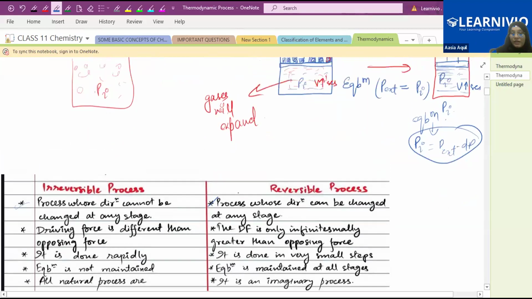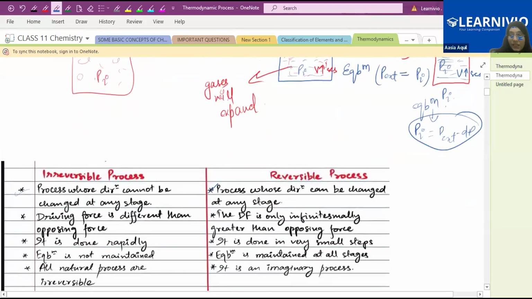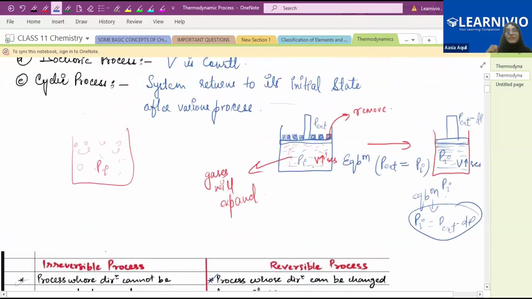And here, the second point is that the driving force is only infinitesimally greater than the opposing force in the reversible reaction. Now, what does this mean? What is the meaning of this sentence? For this, you should know what is driving force and what is opposing force. So, driving force is that force due to which the process will occur. The process will take place.